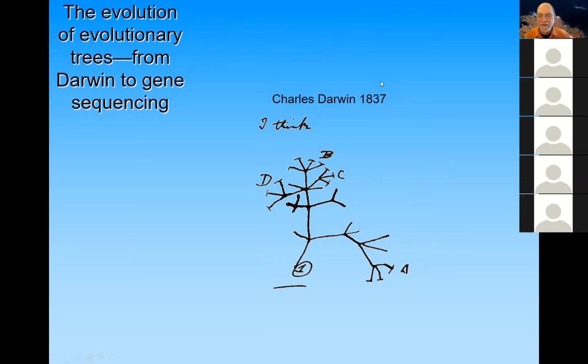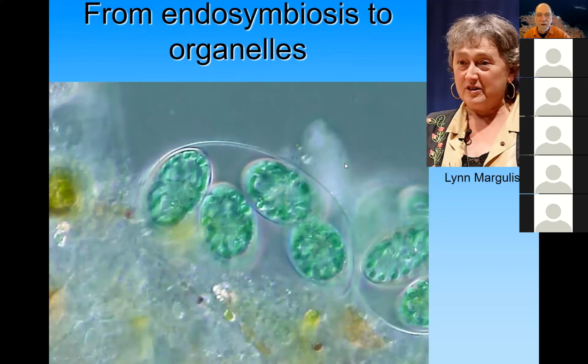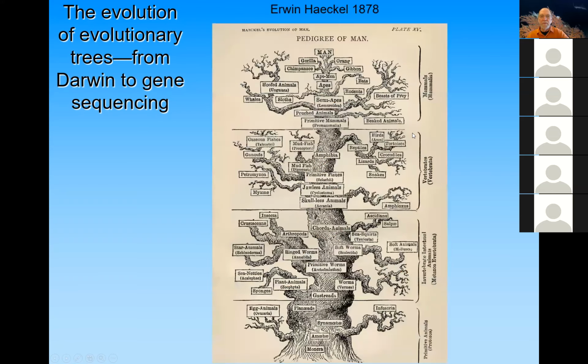So already in 1837, Darwin was thinking about these processes, we believe, and came up with this concept of how the branching of evolution, the radiation of evolution, the ramification of evolutionary groups would produce this tree of relatedness. So fast forward from 1837 to 1878.